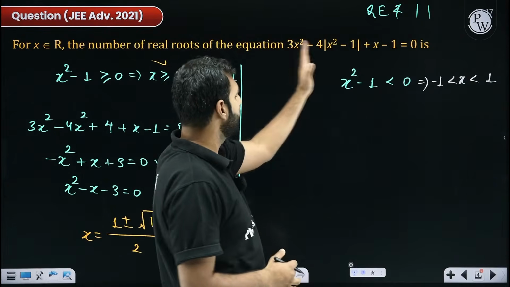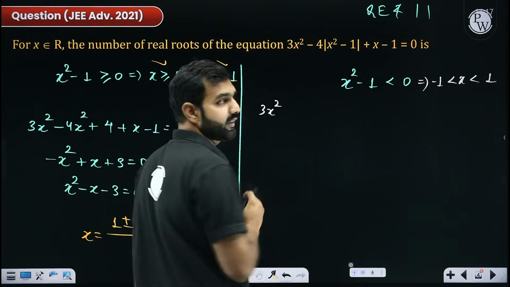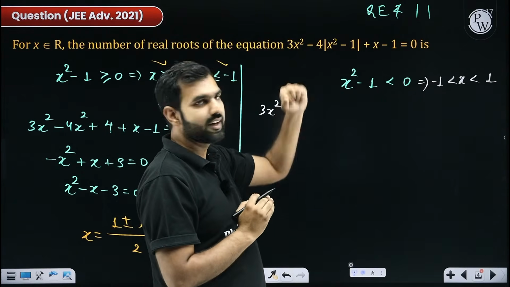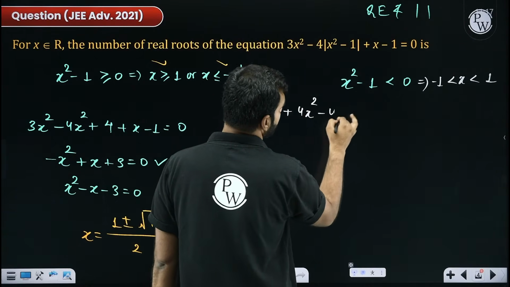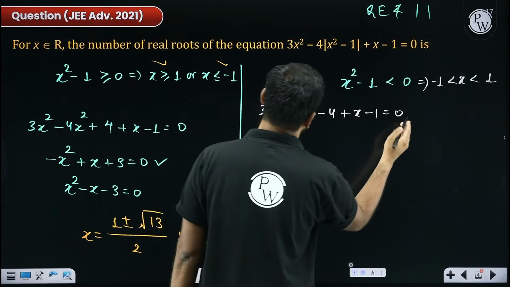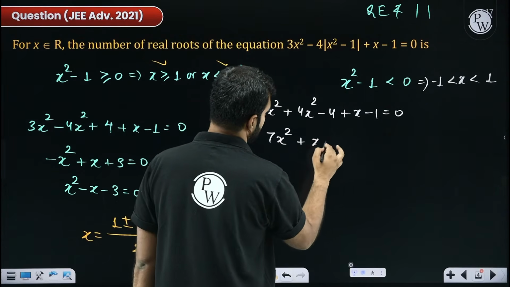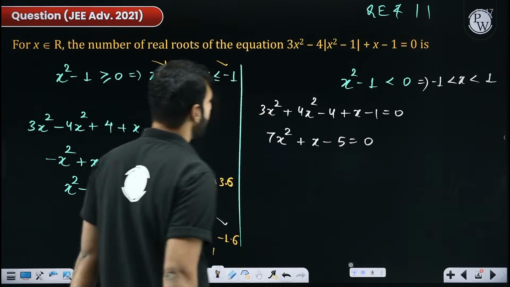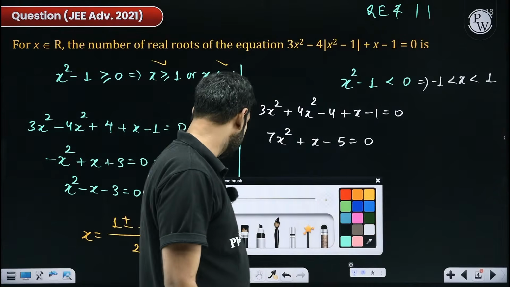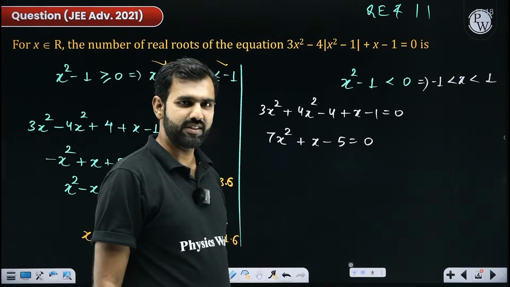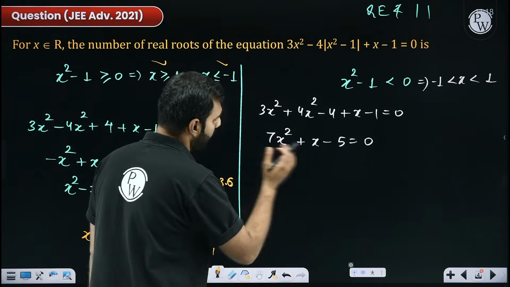Absolutely. With this, when I solve this part, it is 3x square. Then when it opens with a negative sign, I'll put a negative 4, that is plus 4. So this is plus 4x square minus 4 plus x minus 1 is equal to 0. When I simplify this, it gives me 7x square, then plus x, and then minus 5 is equal to 0. Correct me if I'm wrong: 7x square plus x minus 5 is equal to 0. Now what I do next is simply solve it again with the Sridharacharya formula. Yes, great. So with that, how do I proceed with this?